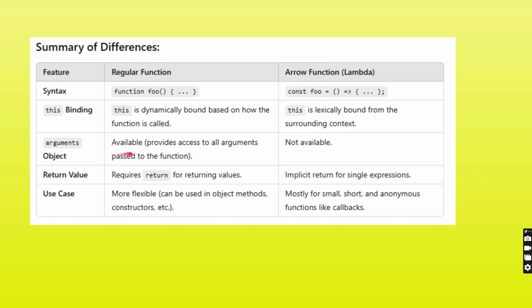Arguments object: available, providing access to all arguments passed to the function, versus not available. Return value: requires a return statement for returning values, versus implicit return for a single expression. Use cases: regular functions are more flexible, can be used in object methods, constructors, etc., while arrow functions are mostly for small, short and anonymous functions like callbacks.